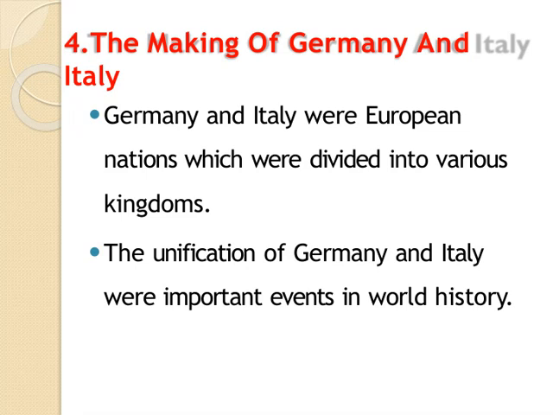Let's explore the making of Germany and Italy. Both of these nations were originally made up of multiple kingdoms and regions, rather than unified nations as we know them today. This fragmentation was a significant obstacle to their development as strong, centralized states. The process of unification in Germany and Italy was a pivotal moment in world history because it marked the creation of more unified, powerful nations from diverse territories.